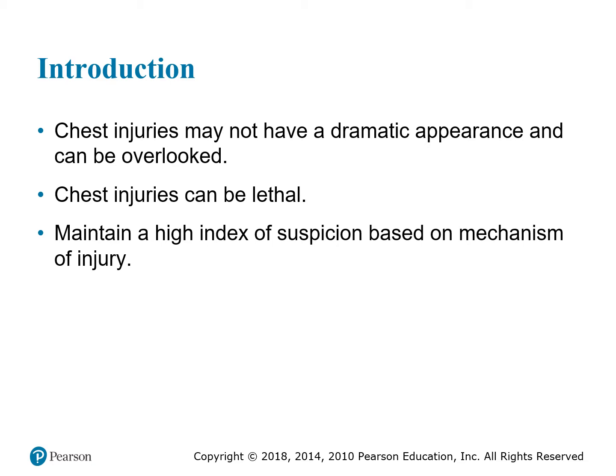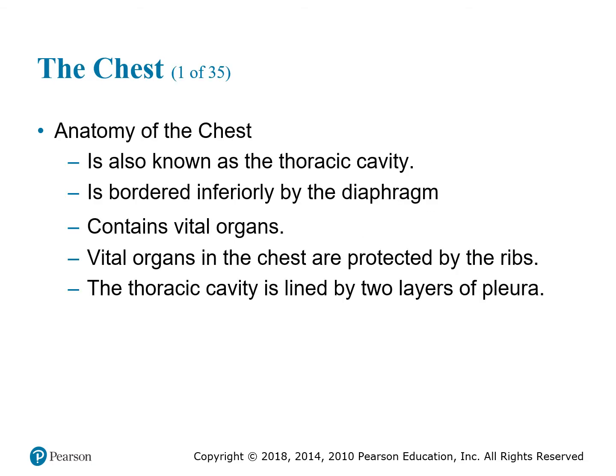We do need to look at chest injuries as a lethal type of injury. It does affect breathing, so therefore it does affect things in our primary assessment. So we do need to be aggressive when looking for and treating these injuries. And then we should always have a high index of suspicion based on the mechanism of injury. So let's say if we get a shooting or a stabbing or even a vehicle collision, we should have a high index of suspicion that there's been some kind of injury to the thorax.